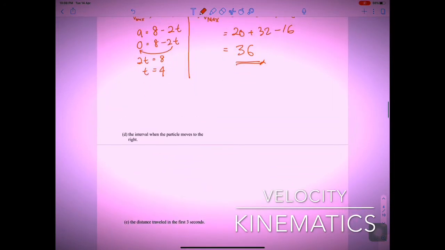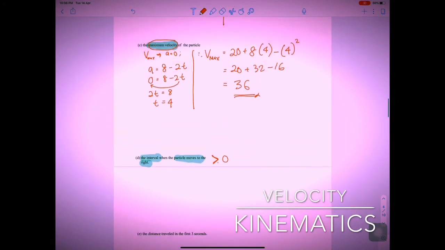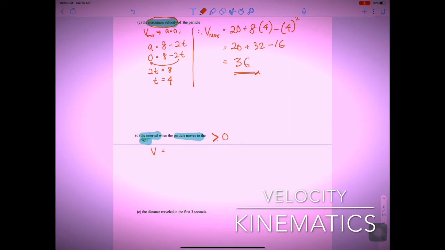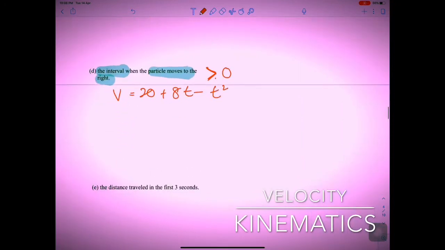And then D, the interval when the particle moves to the right, meaning v is greater than 0. If you look at the function v equals 20 plus 8t minus t squared, that means we have to sketch the graph of v(t) against t. So this is the negative.